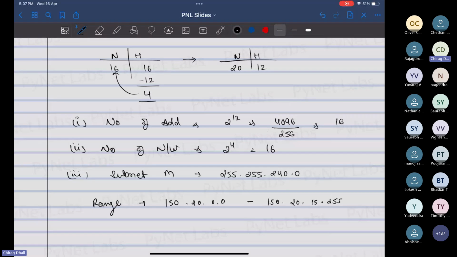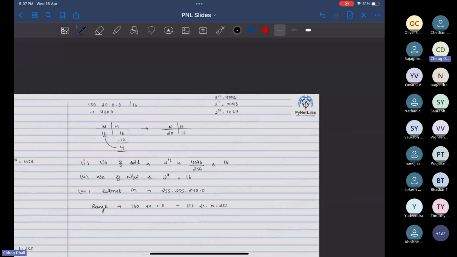Jyoti, I can see you have calculated it correctly. There is a minor mistake in the range calculation. Please do check that. Let me know if there are any questions or doubts in this one.